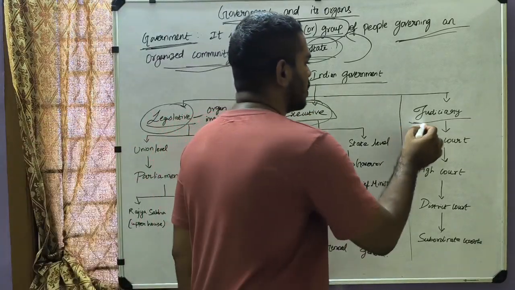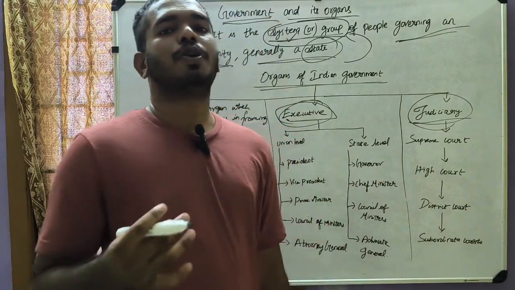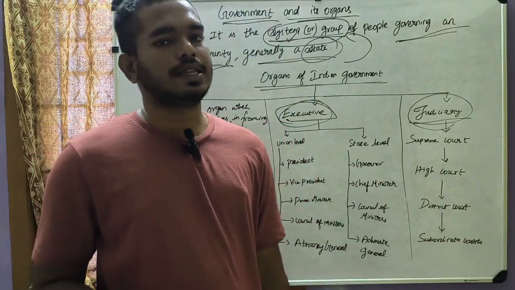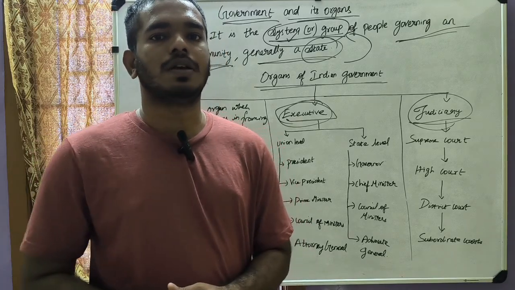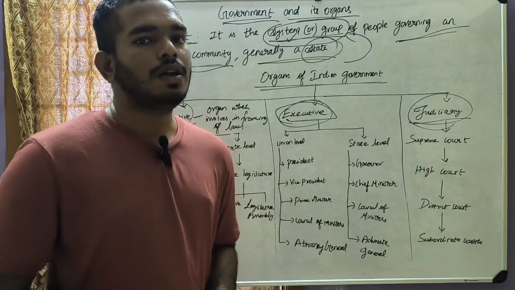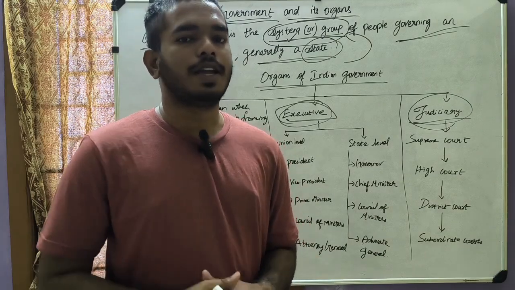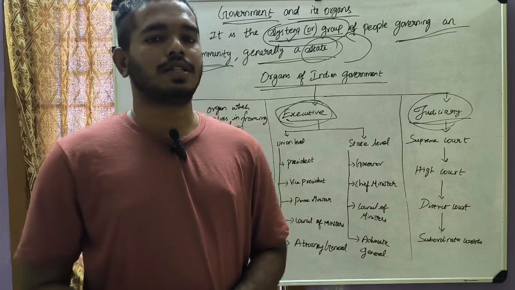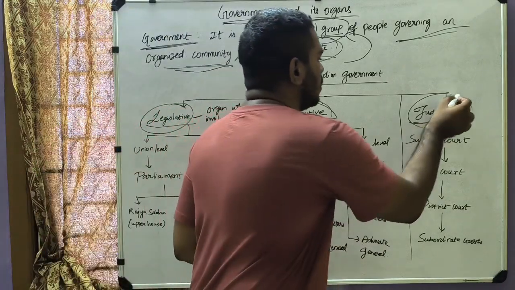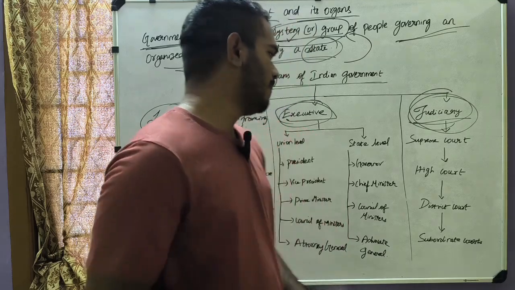Third one is the judiciary. Judiciary is nothing but a court which provides justice to the citizens. Whenever we Indian people need justice, we go to a court and we run a case by appointing our lawyers, and then we are able to get justice from a court. So judiciary is an organ which provides justice to the people.